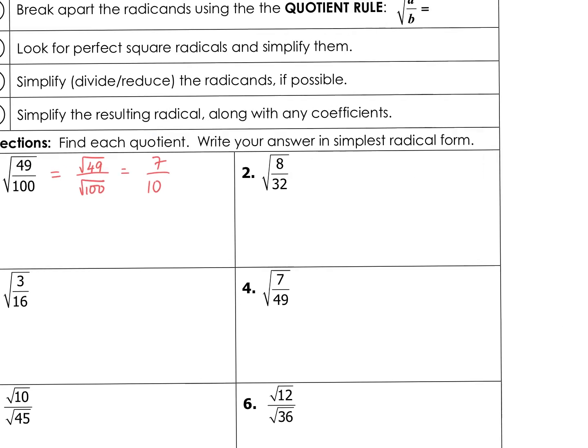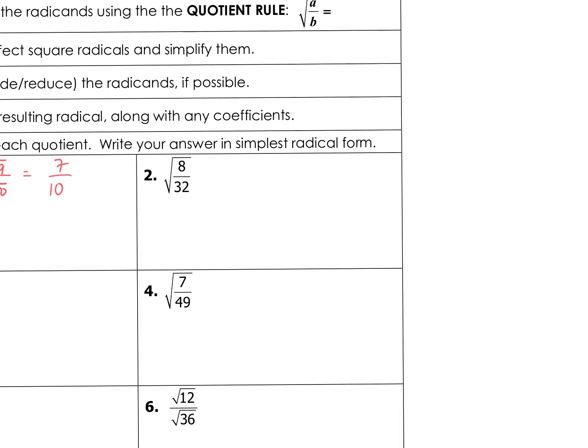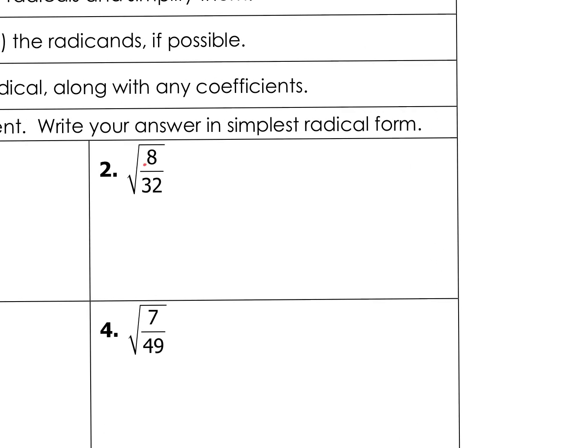Number 2. All right, so 8 over 32, I can simplify that before I break it down part by part. So 8 over 32, they are both divisible by 8. So I'm ending up with square root of 1 over 4. And then I break it down to numerator with the radical and denominator with the radical. So 1 over 2, because square root of 1 is 1, square root of 4 is 2.